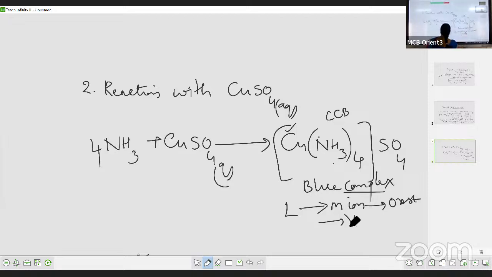So primary valency. What is primary valency? Groups that stay outside the coordination sphere. What is the coordination sphere? The metal ion and ligands together are called the coordination sphere. The species outside the coordination sphere are called primary valencies, and those inside are called secondary valency, or also ligand.